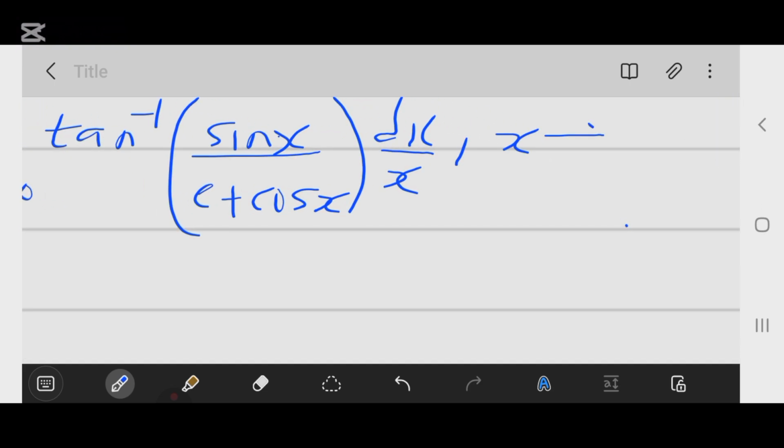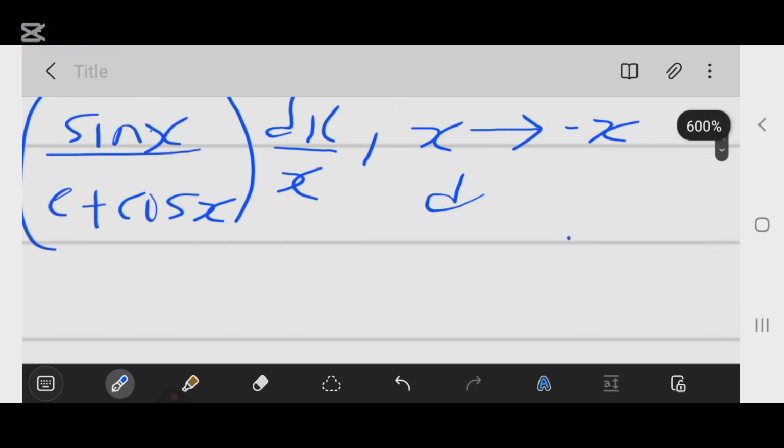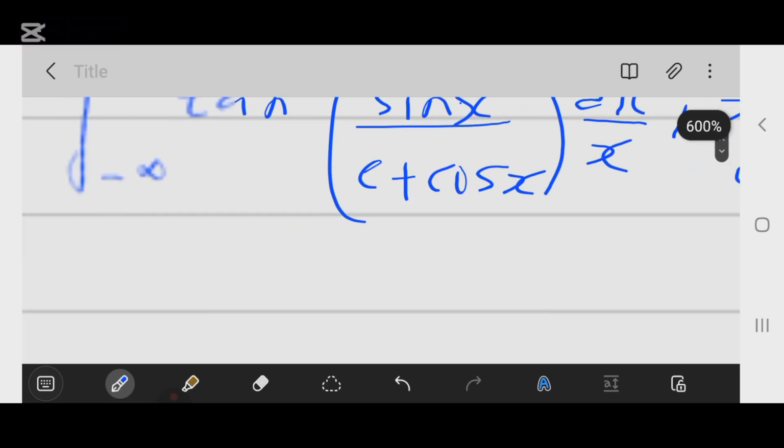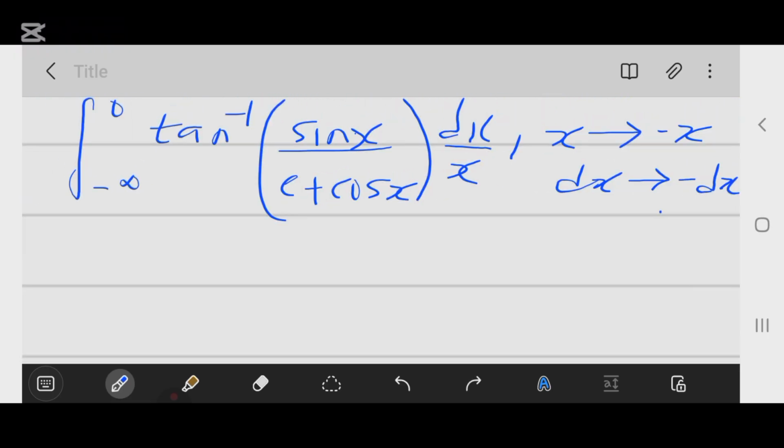Let x become negative x, so that the dx becomes negative dx. Now I have my integral from 0 here. I have negative of negative infinity, so it's positive infinity. Then the remaining part of the integral.